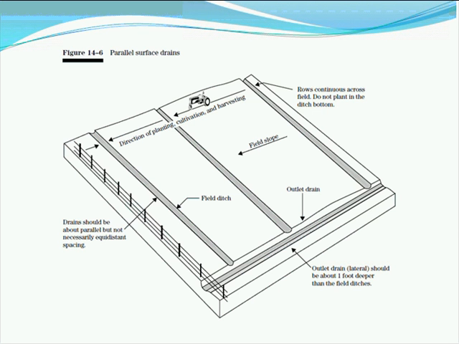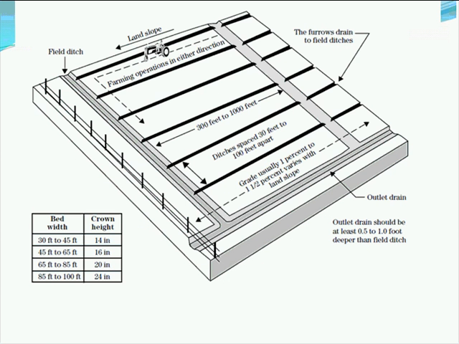This is just an example of a parallel surface drain system that employs field ditches and outlet drain laterals. And in this example of a surface drain, these ditches are not terribly deep because they're designed to safely convey surface water, not drainage water. This system, on the other hand, is actually in place to perform surface drainage.